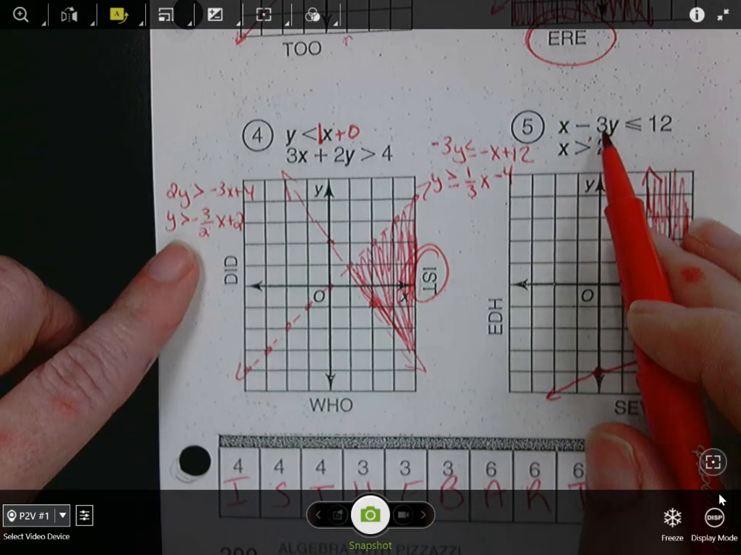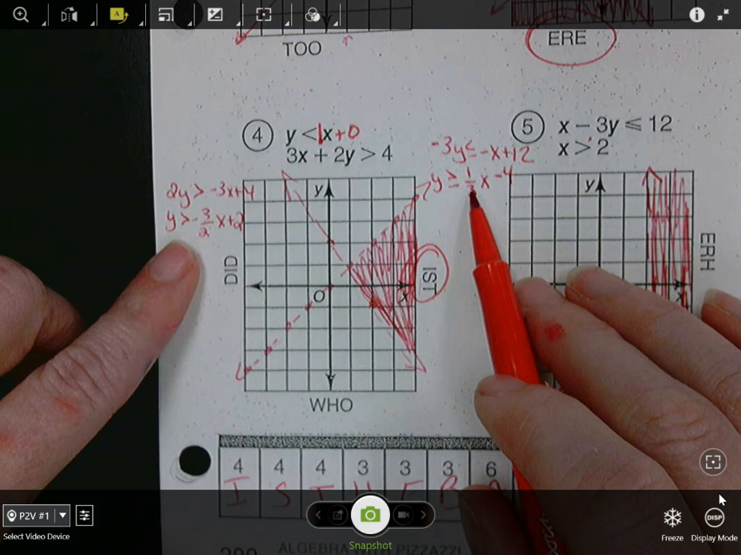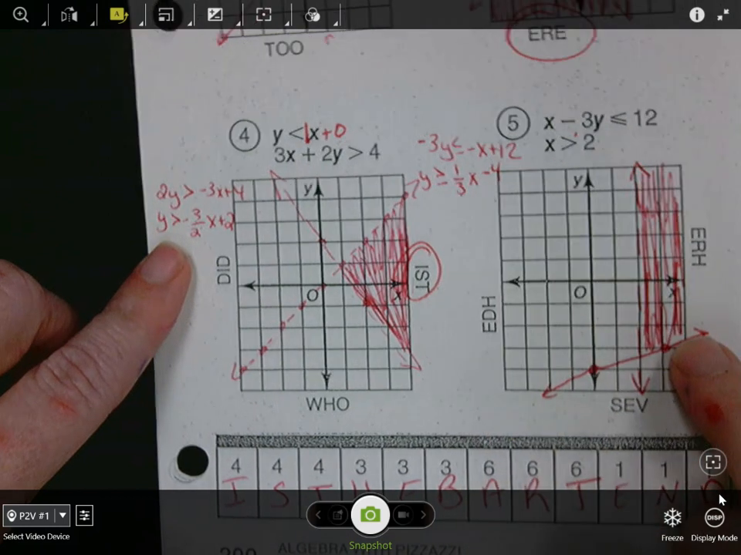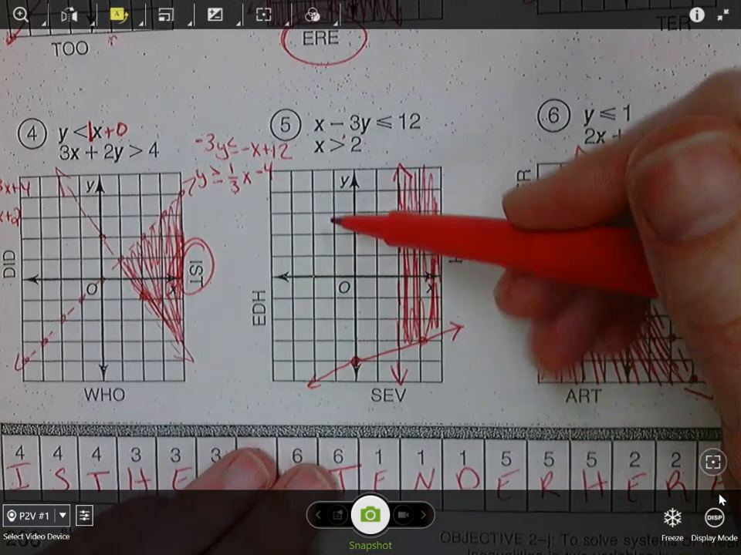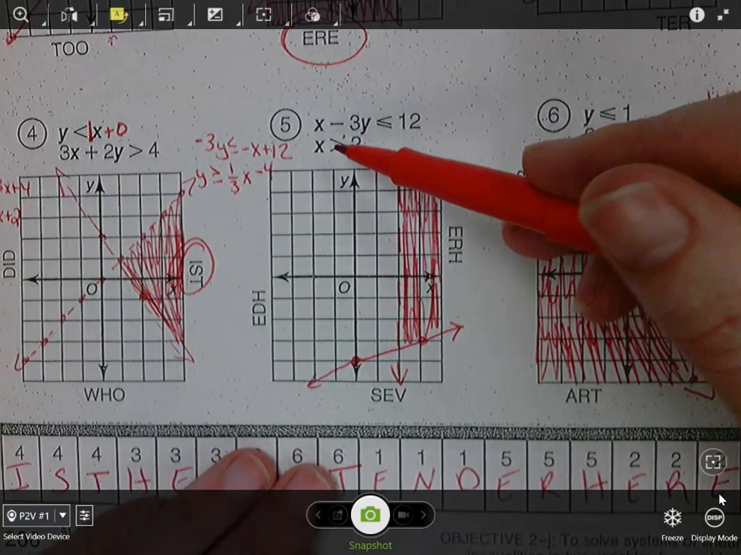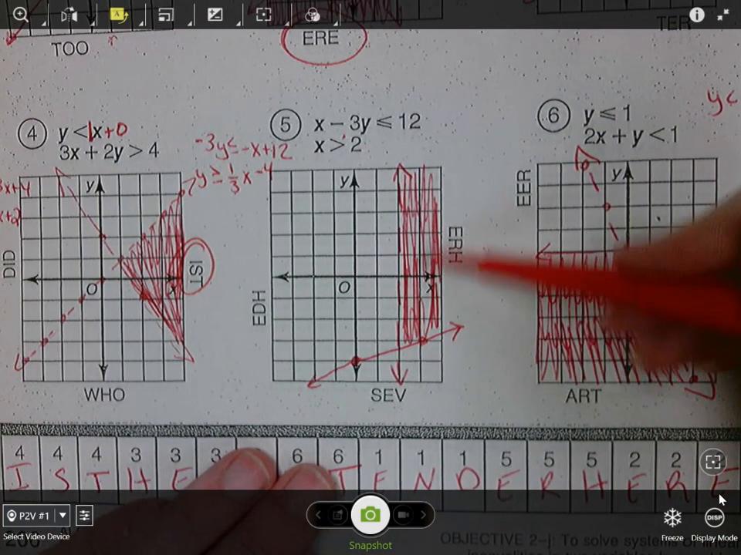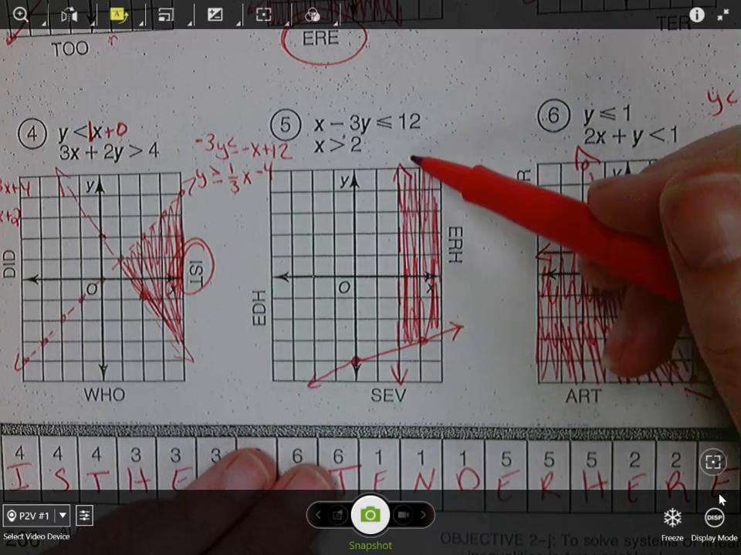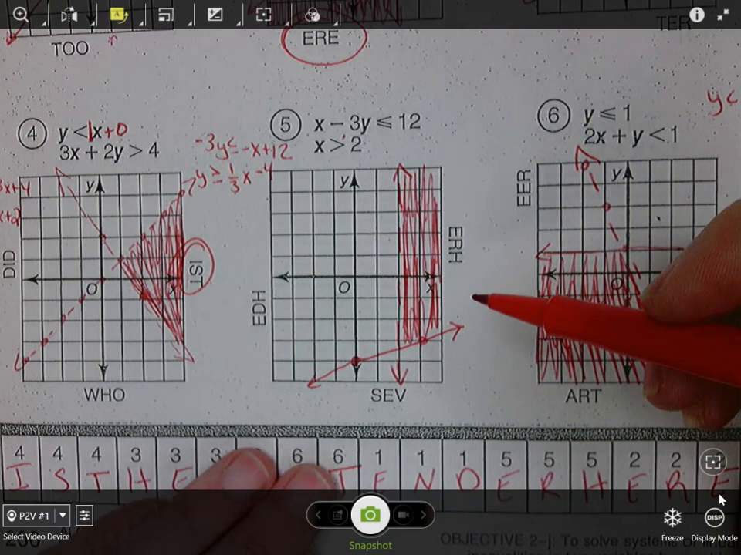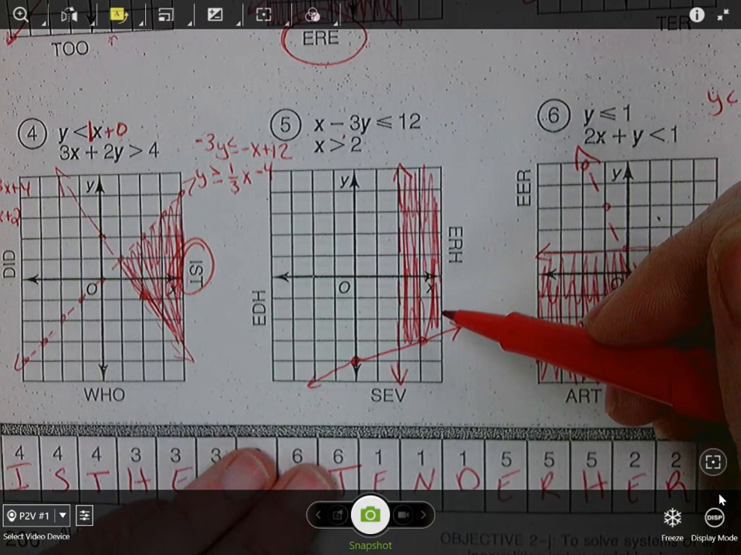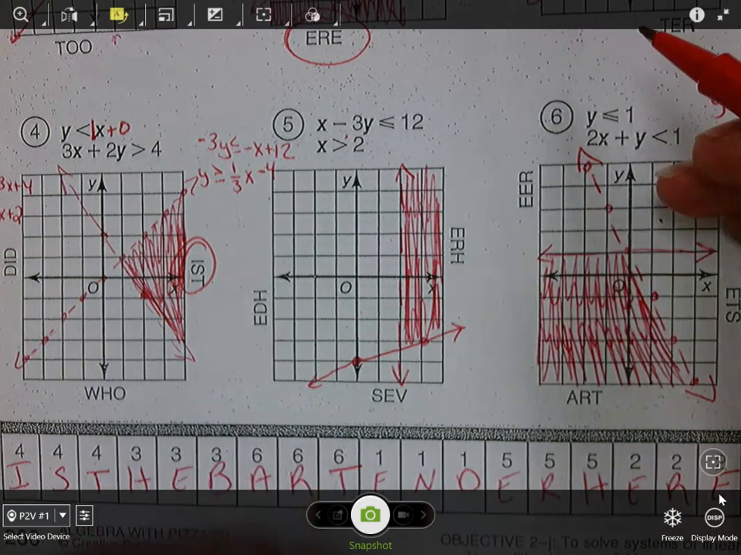Number 5, when you put it in slope-intercept form, you get y is greater than or equal to 1/3 x minus 4. So that's this line right here. It's solid. And you would shade above this line because it's greater than. And then x is greater than 2. That's a dashed vertical line at 2. And you would shade to the right of it. So the part where they overlap is this area right here. This little trapezoid rectangle looking area. It's not exactly a rectangle. It's more of a trapezoid, but it's still that little area there.